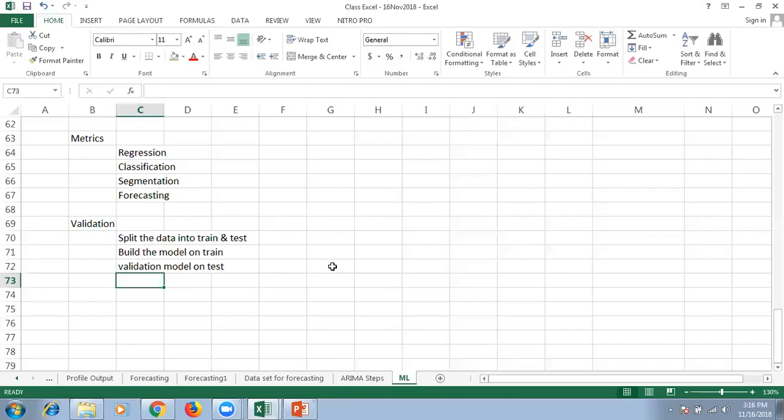So what I'm trying to say is a model which gives you high accuracy, and it should also work on new data. So the first criterion is high accuracy. The second criterion is it should work on new data.